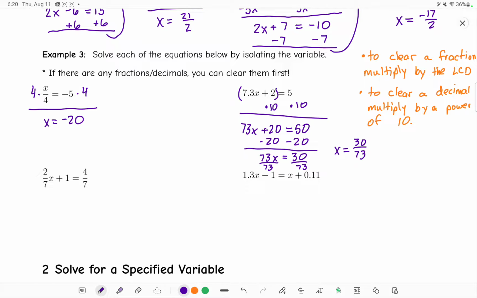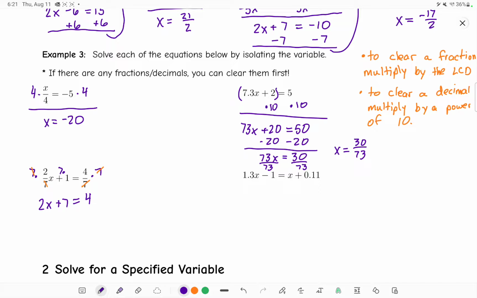Okay, the third one. Well, now the LCD between 7 and 7 is 7. So I'm going to multiply everything by 7. Now, when I'm doing fractions, I actually do write it here because it makes it more clear what we're doing, where I'm going to write the multiplied by 7 next to each term. Because the 7s will cancel out there, leaving us with 2x. But then 7 times 1 is 7. And the 7s will cancel out here, leaving us with 4.